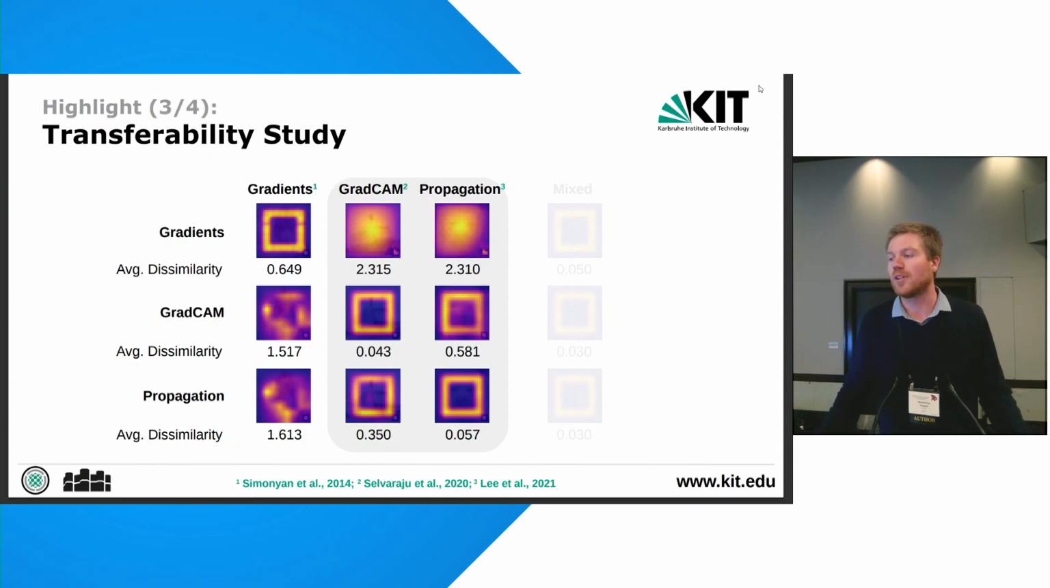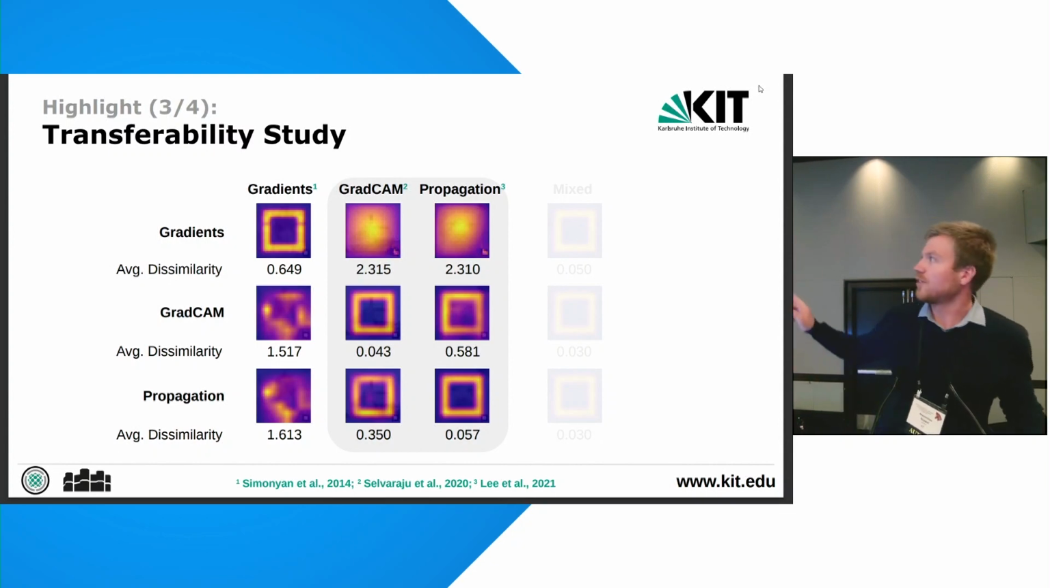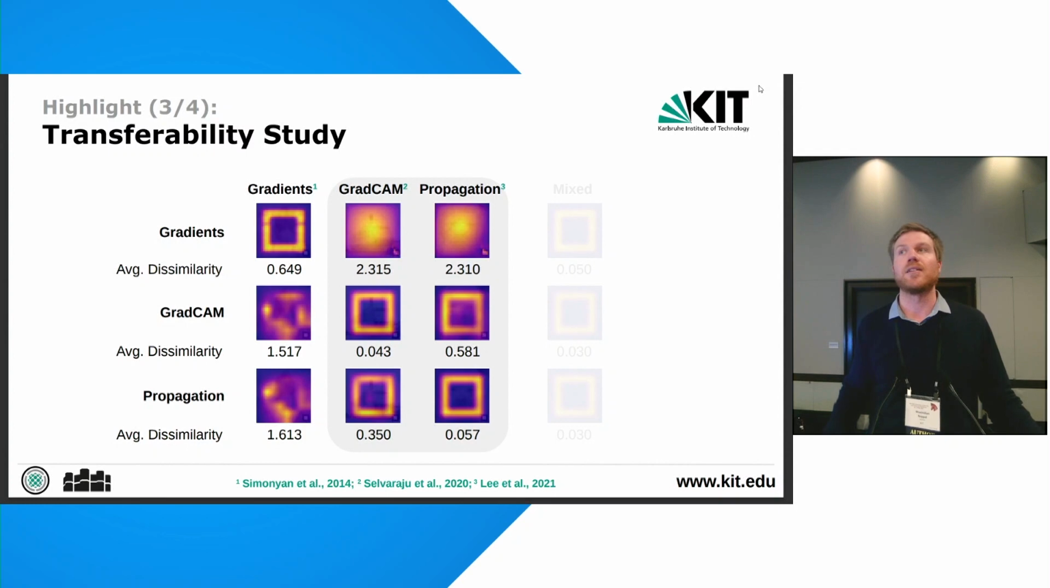In the next step, you can see that CredCam and the propagation-based approach have some transferability between each other, so they're all showing a square, but they're not fooling the gradient explanation method. And indeed, if you look closely, you can see that the trigger is still highlighted there, so there's no transferability between CredCam, propagation-based, and gradient.